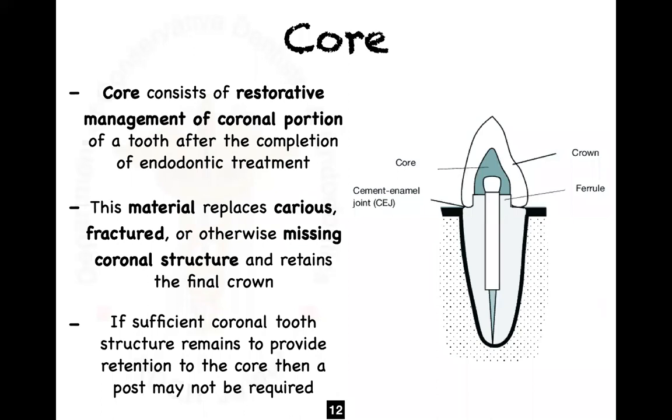Core in no way is the tooth. Tooth is the ferrule, and on top of it we have the core. This material replaces carious, fractured, or otherwise missing coronal structure and retains the final crown.